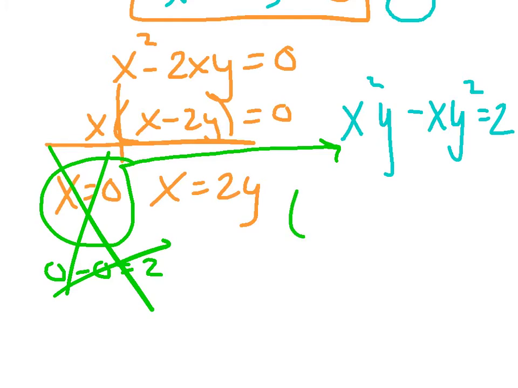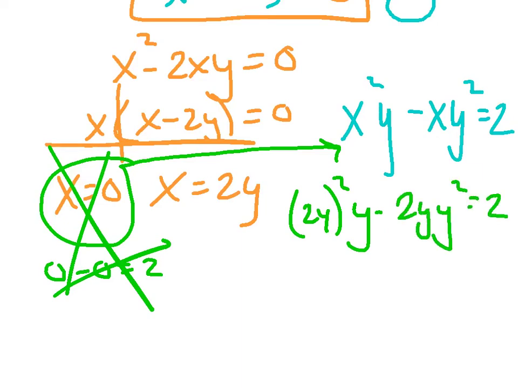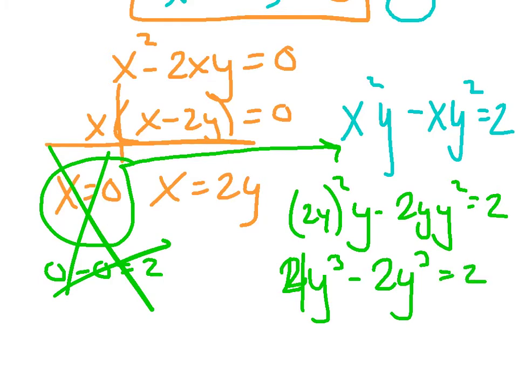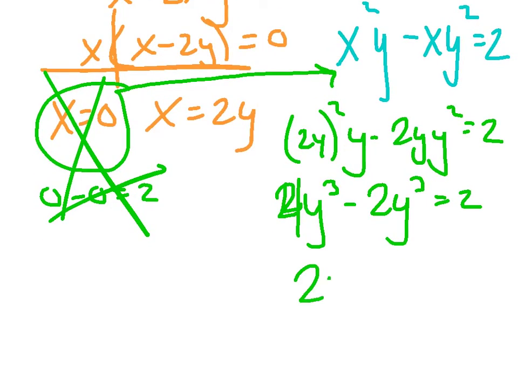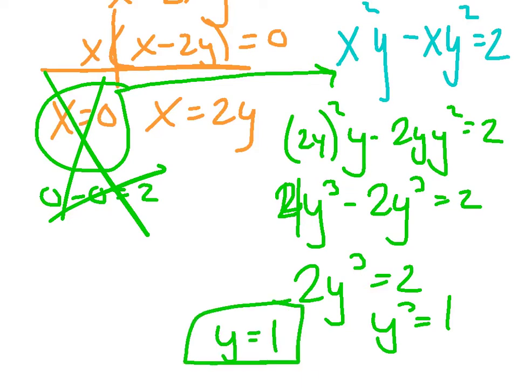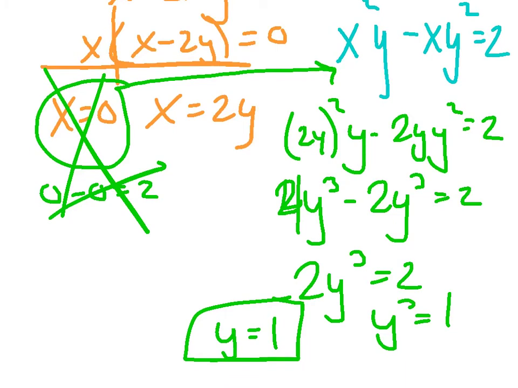So I'm going to get (2y) squared times y minus 2y times y squared equals 2. 4y cubed minus 2y cubed equals 2. So that's 2y cubed equals 2, y cubed equals 1. Therefore, y equals 1. And once I know the y value, I need to go get the x value. And again, everything is back into the original.